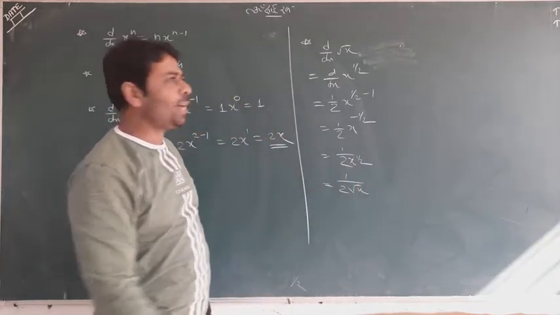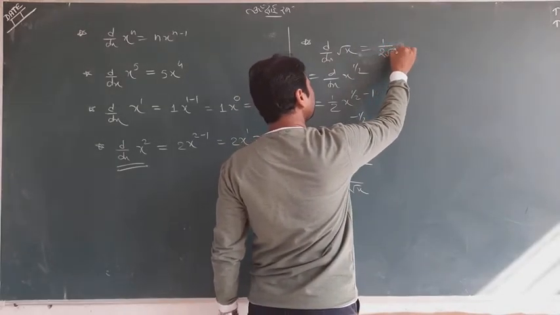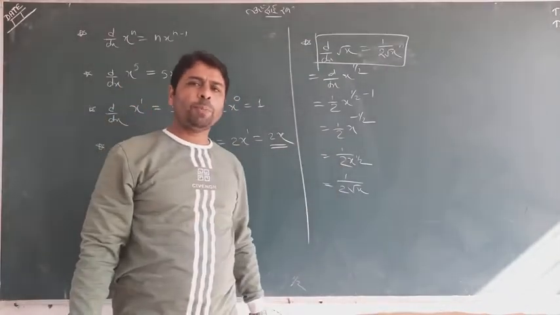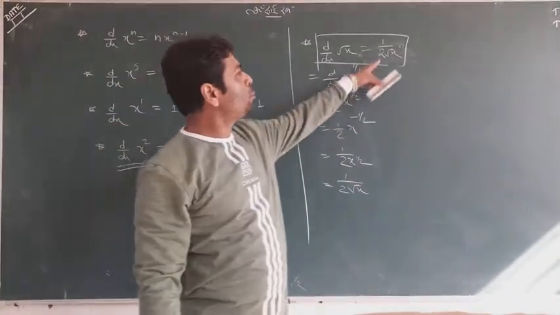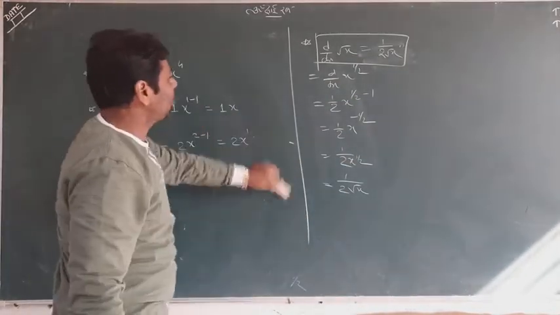So can we read again? The formula we got is 1 upon 2 into root x. This is a very simple concept we have got. 1 upon 2 into root x. So we got a formula.